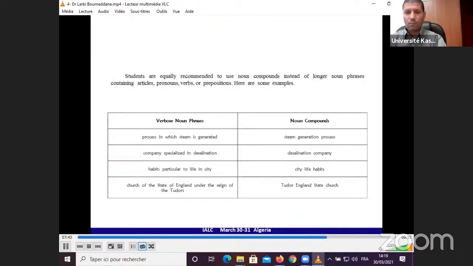Students are also recommended to use noun forms instead of longer noun phrases containing articles, pronouns, verbs, or prepositions. Here are some examples. It is clearer and more concise to say "steam generation process" than "process in which steam is generated." It is clearer and more concise to say "Tudor State Church" than "Church of the State of England under the reign of the Tudors."